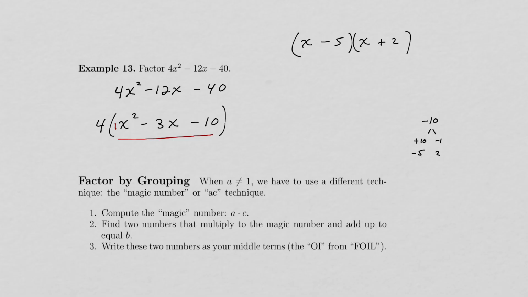Okay, so now the final factorization would be 4. Don't forget that 4 there. And then you're going to have x minus 5 times x plus 2.